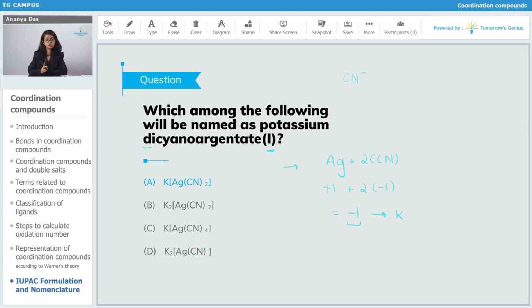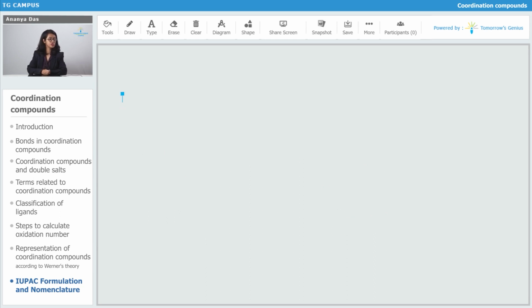In option B there are 2 potassiums present, whereas the overall charge on the complex, just the complex, that is the coordination sphere, is -1. So obviously there cannot be 2 potassiums present. There can only be 1 potassium present, so that the overall charge of the entire compound including the ion which is present outside is equal to 0. This was the first question. Now let's go to the second question.